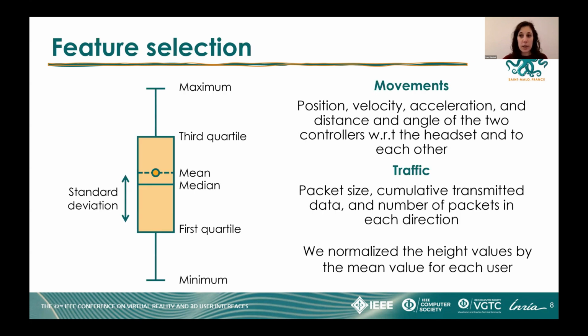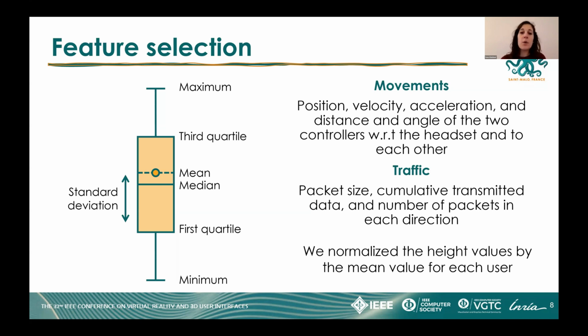For each time window, we extracted different features that are the maximum, the quartile values, the mean, the median, the minimum, as well as the standard deviation. This has been done both for the movements and for the traffic. For the movements, we considered data coming from the position, velocity, acceleration, and the distance and angle between the 2 controllers, as well as between the controller and the headset.